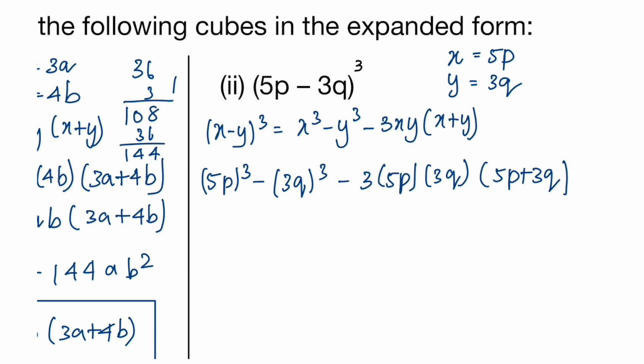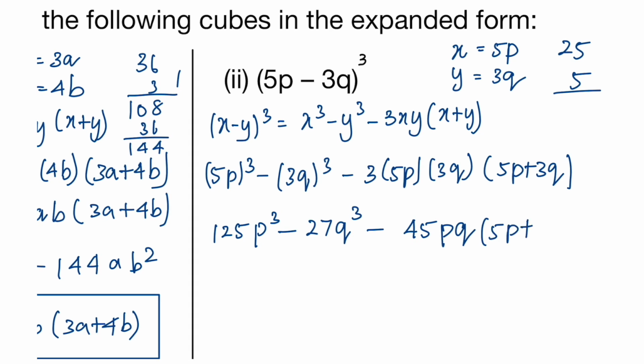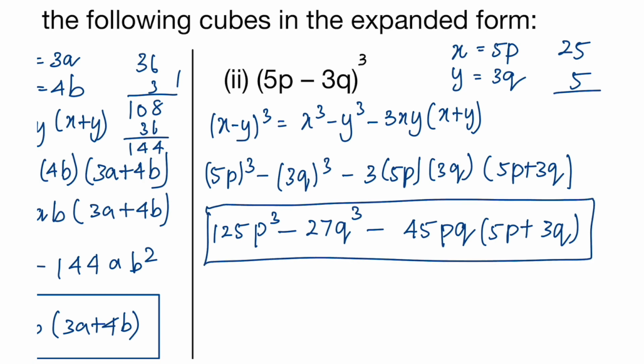Now we can further evaluate it. So 5 cube is going to be 125, so 125p cube. Let me just verify it. 5 times 5 is 25, 25 times 5 is 125. Minus 3 cube. 3 cube is 27, so 27q cube. Minus, let us first multiply the terms that we have here. 3 times 5 is 15, 15 times 3 is 45, so 45pq into (5p - 3q). Now this in itself can be the answer.